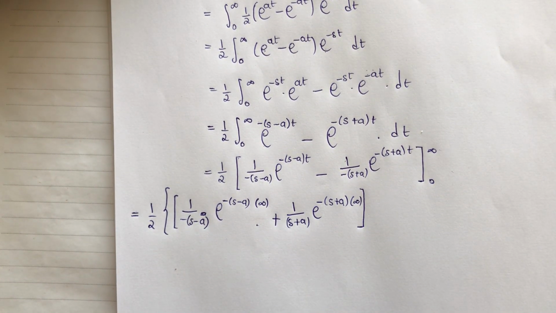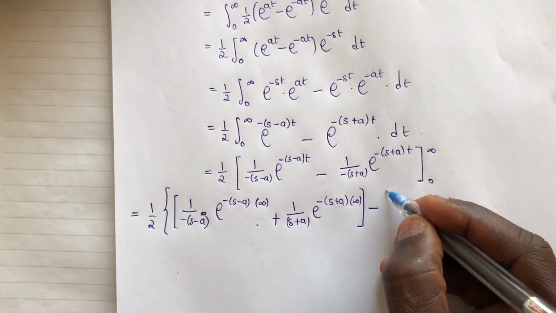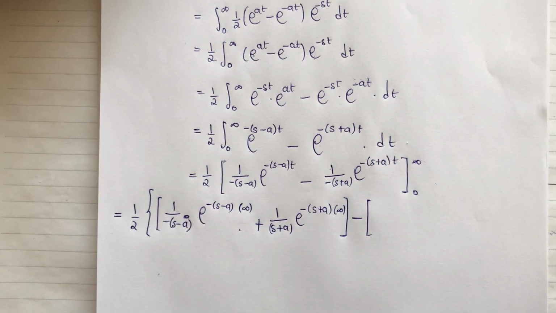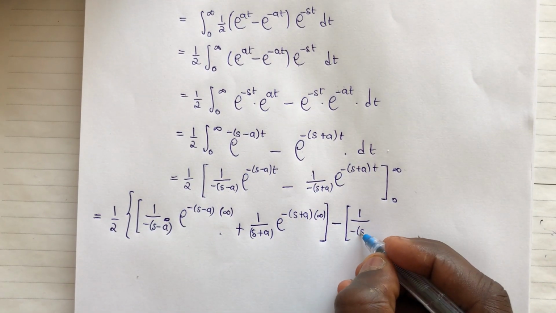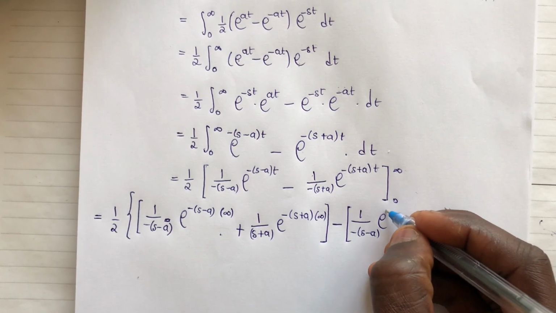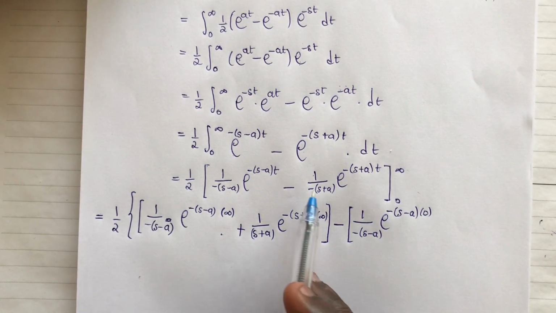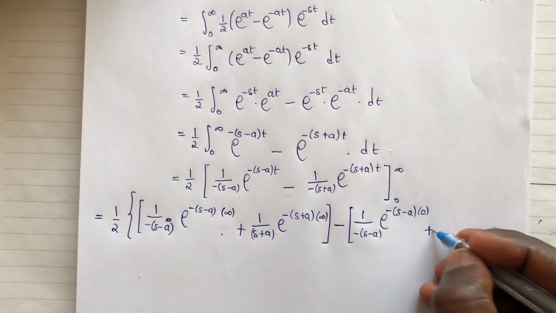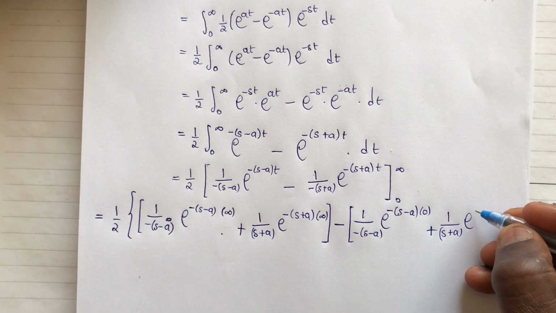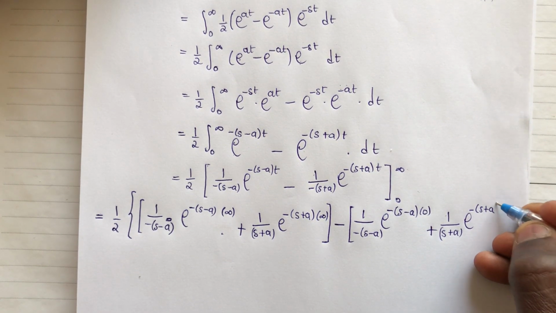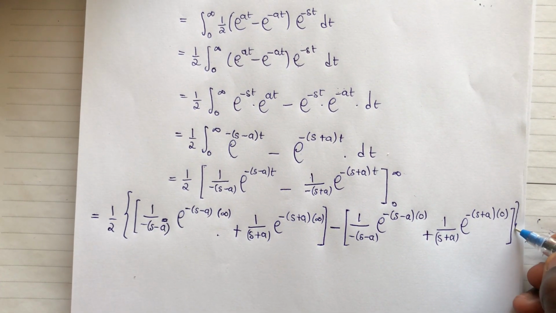Now it is always upper limit minus lower limit. So this is the upper limit. We have substituted that. So we subtract this result from the lower limit, which is 0. We fix 0 here. We repeat the same step. 1 over minus s minus a, e to the power negative s minus a into 0. Then this time this will give us plus. So plus 1 over s plus a, e to the exponent minus s plus a, and then you substitute your 0. You close this, then we close our curly bracket.